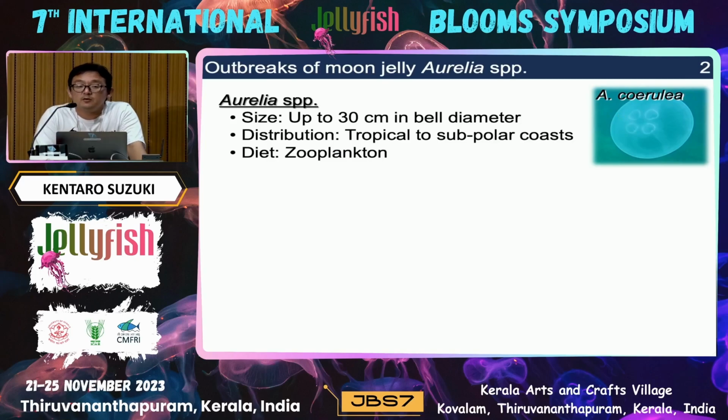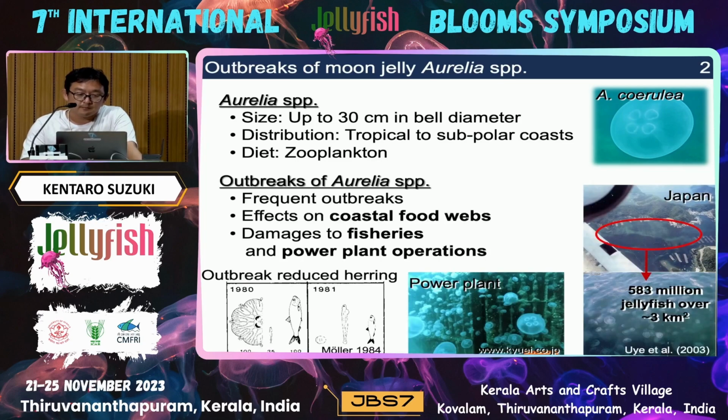As you may know, Aurelia species look like this, with a size of up to 30 centimeters, and they are distributed globally and feed on zooplankton. Aurelia species frequently show outbreaks, and these outbreaks can affect coastal food webs and damage fisheries and power plant operations.